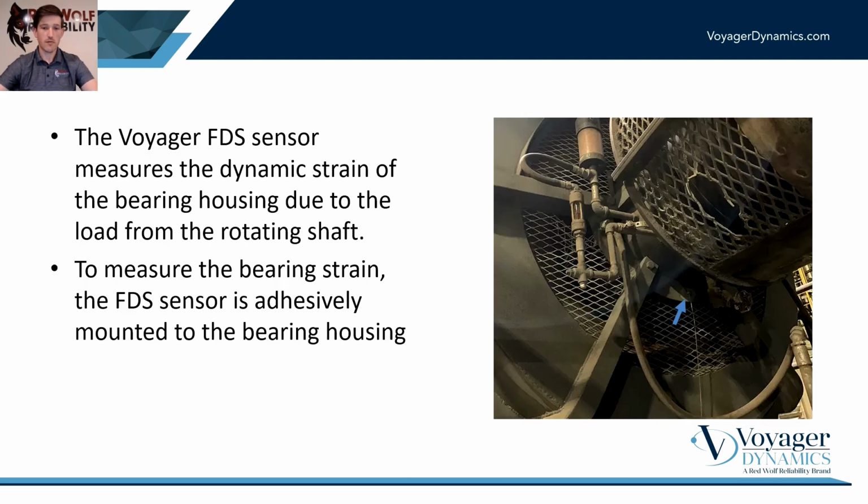To serve as a little bit of a refresher, just remember the FDS sensor was designed for health monitoring of fluid film bearings on turbo machinery. The FDS sensor measures dynamic strain of the bearing housing due to load from the rotating shaft. To accomplish this, the sensor is mounted adhesively to the face of the bearing with the sensor direction pointing towards the center of the shaft, so that the FDS sensor can experience the strain that the bearing experiences in the radial direction. In later videos, we're going to talk about locations to mount the FDS sensors specifically.